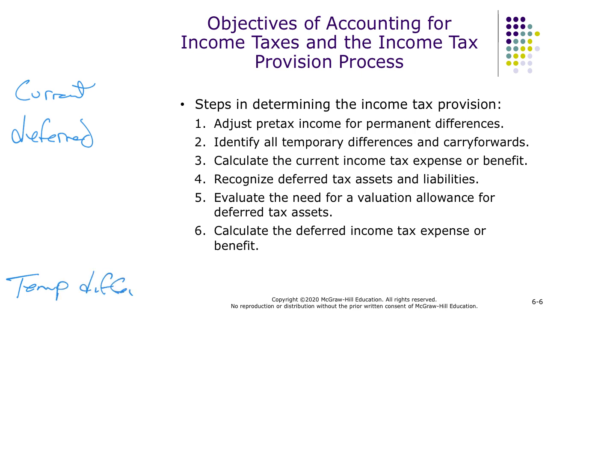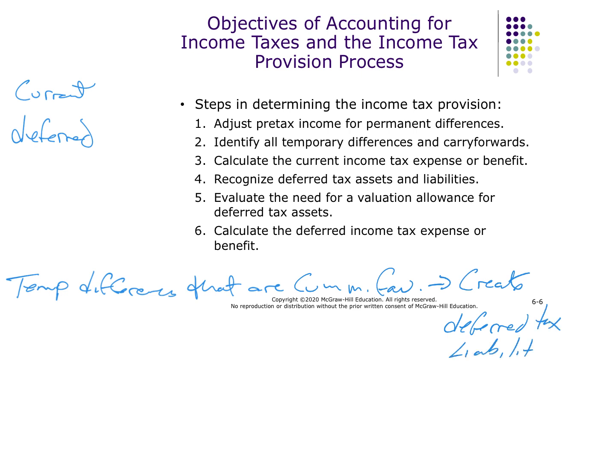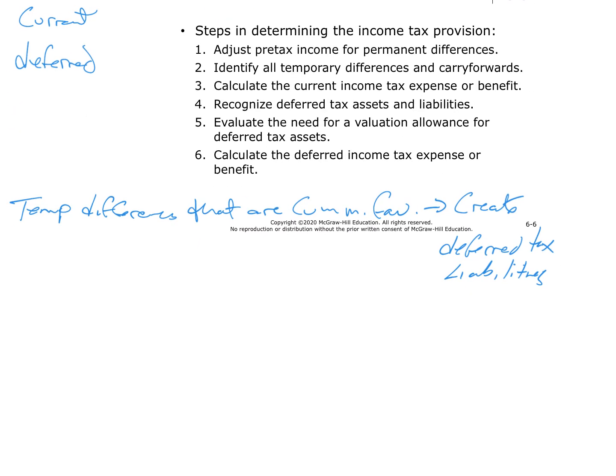And then also remember that if you have temporary differences that are cumulatively favorable, what does that do? Well, that causes your taxable income to be less than your pre-tax book income, and that's going to eventually create deferred tax liabilities.